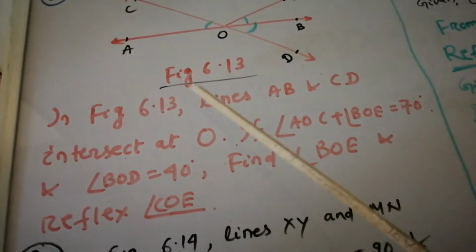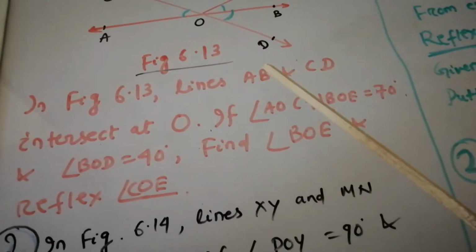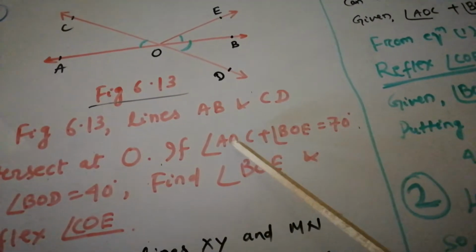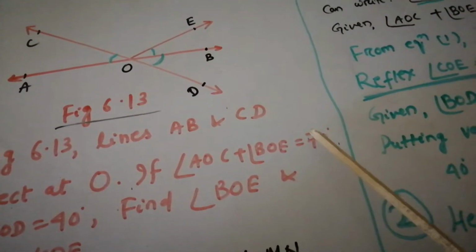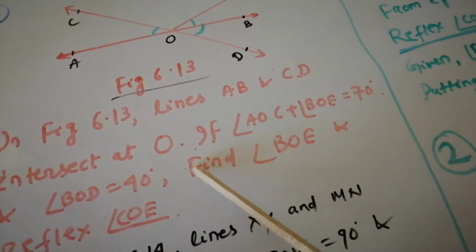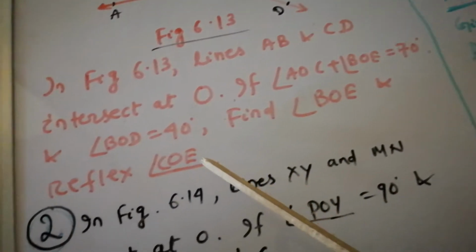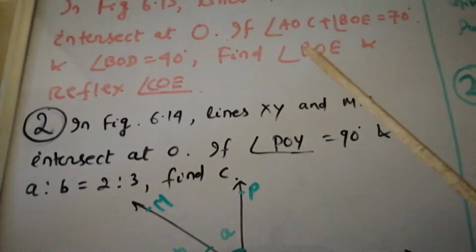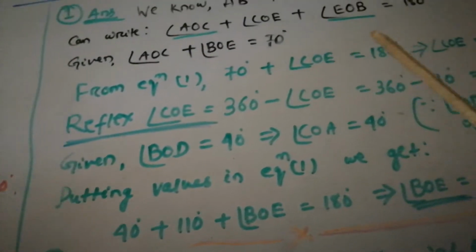The question is, in figure 6.13, lines AB and CD intersect at point O. If angle AOC plus angle BOE equal to 70 degree and angle BOD equal to 40 degree, then find angle BOE and reflex angle COE. Fine. So, we will proceed for the solution.